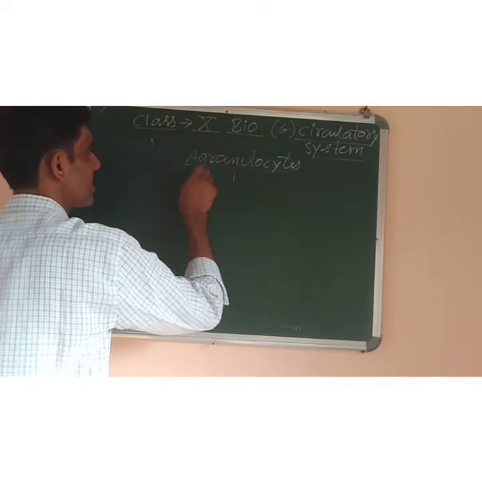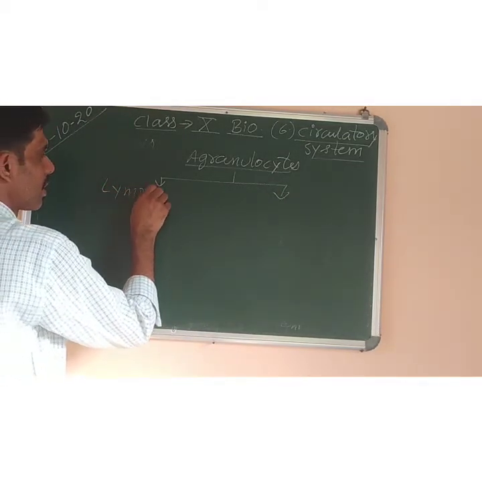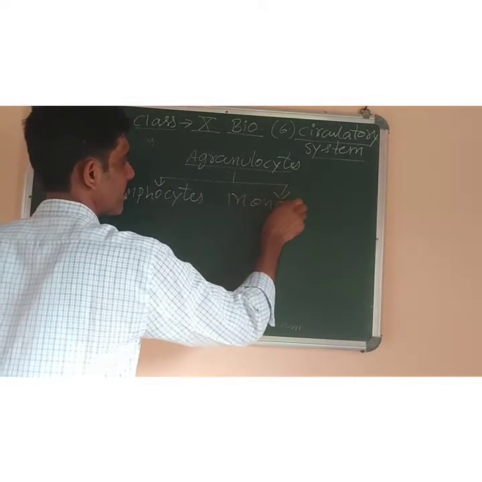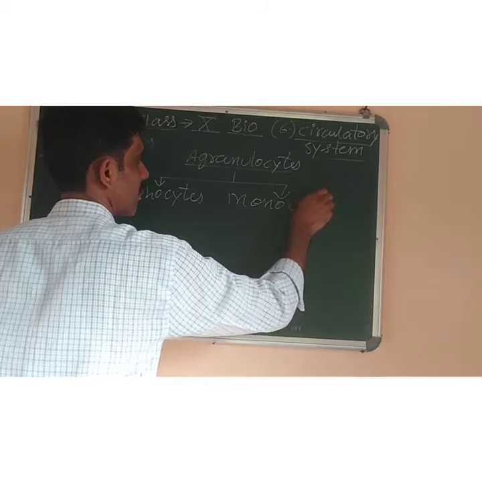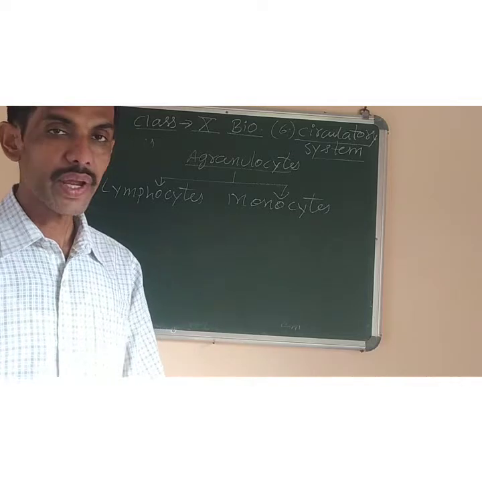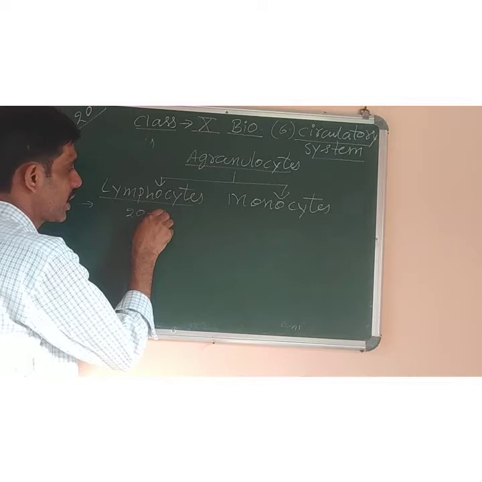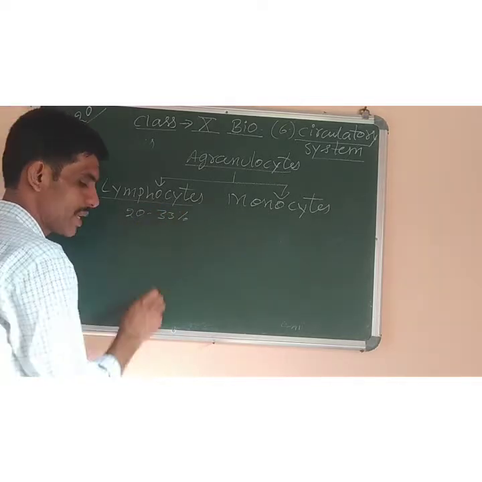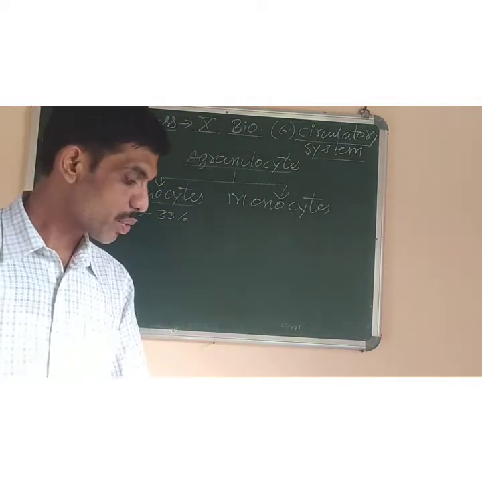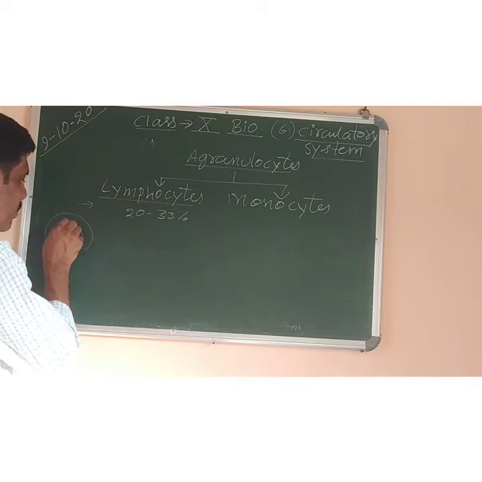Agranulocytes are of 2 types: lymphocytes and monocytes. Okay, the first one is lymphocytes. Lymphocytes make 20 to 33% of the total WBC. Of all the WBC, they have the largest nucleus. You can see the diagram of lymphocytes given in your book. The nucleus is quite big like this.